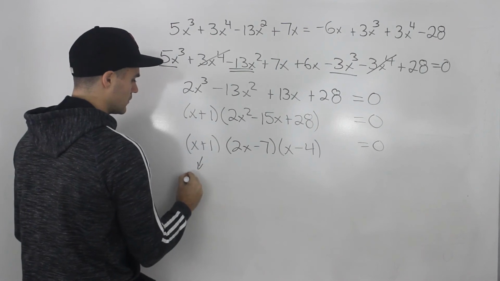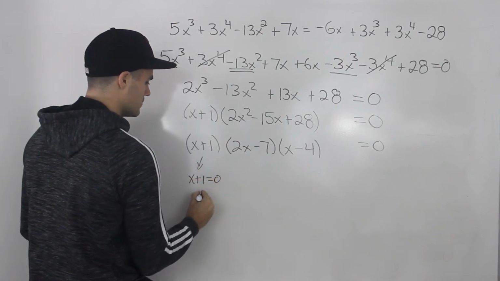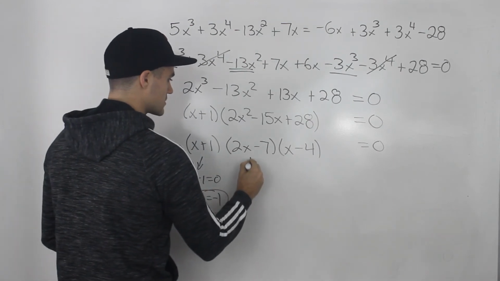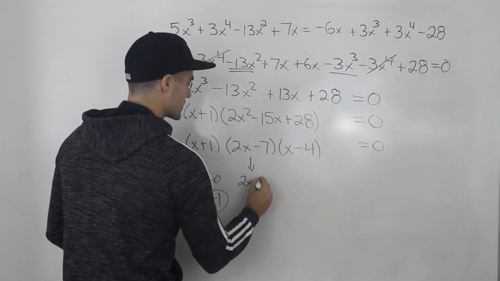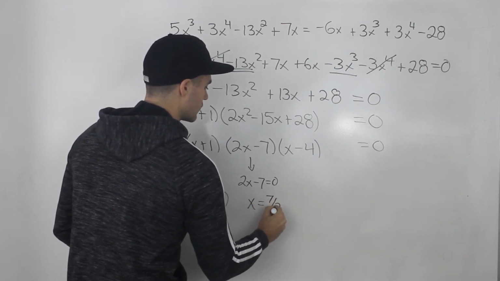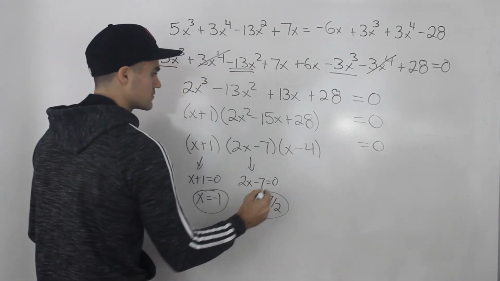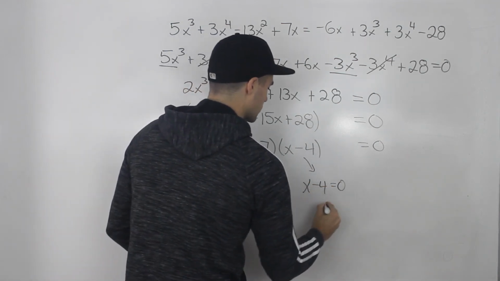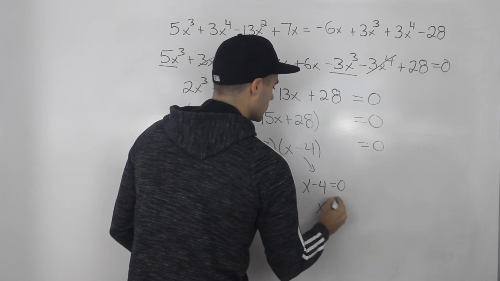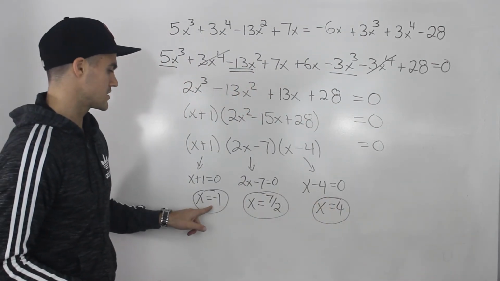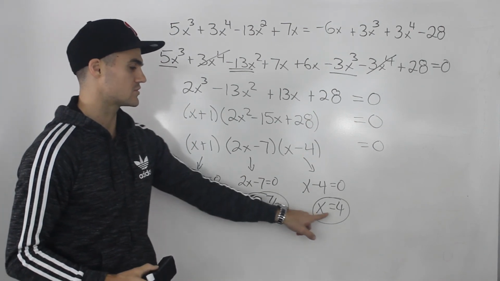So for this one, we'll have x plus 1 equals 0. So that means x is equal to negative 1. That's one of the solutions. When does 2x minus 7 equal 0? Well, that happens when x is equal to 7 over 2. That's one of the solutions. And then when does x minus 4 equal 0? That happens when x is equal to 4. So those are your three solutions here: x equals negative 1, x equals 7 over 2, x equals 4.